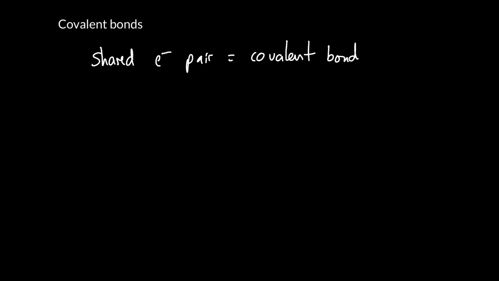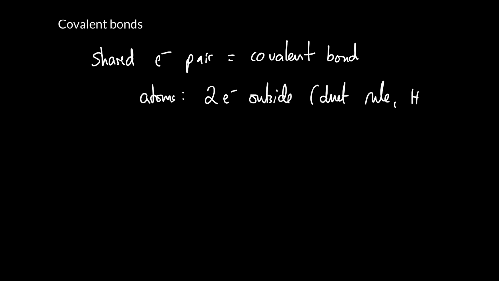Now, the atoms are generally going to want to have either two electrons around them on the outside, which we call the duet rule, and really hydrogen and helium are the only two that are going to do this. Almost always they're going to want 8 electrons on the outside, which is what we call the octet rule. Okay, and why is that? Well, I'm glad you asked.